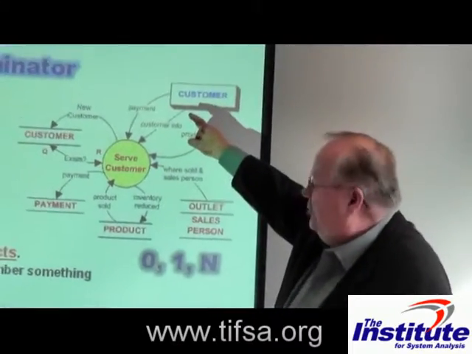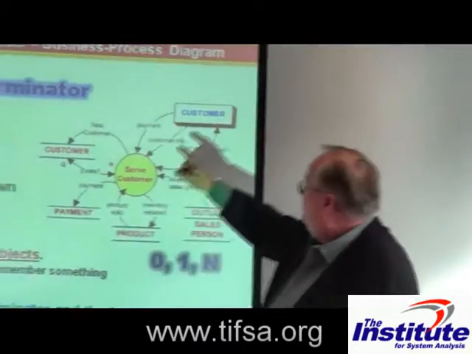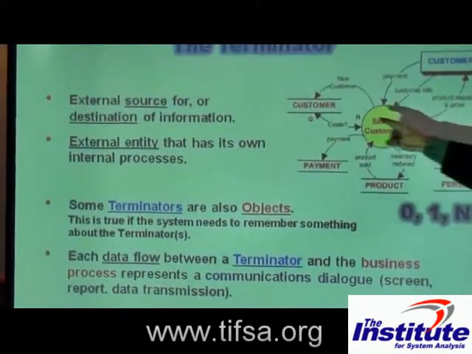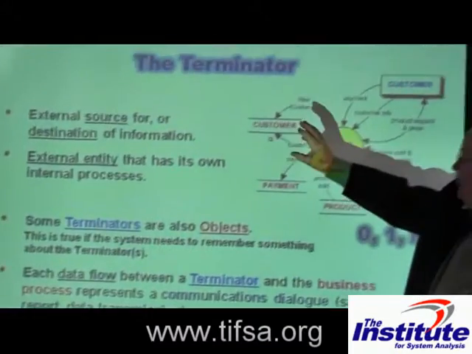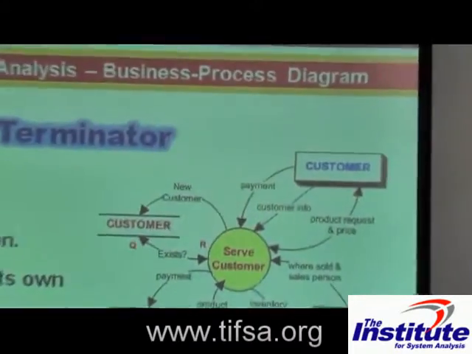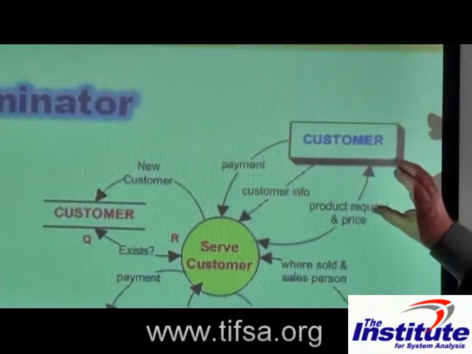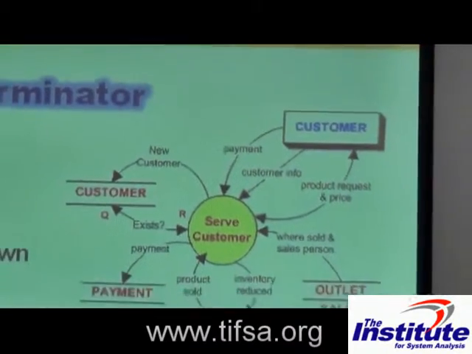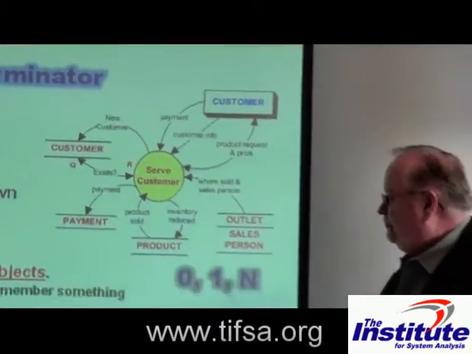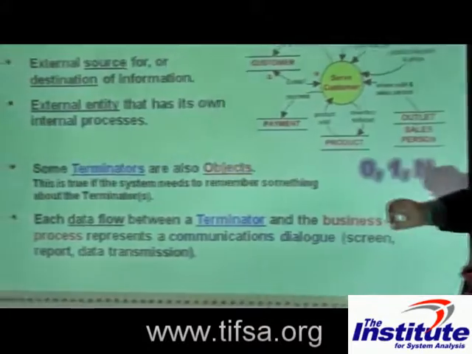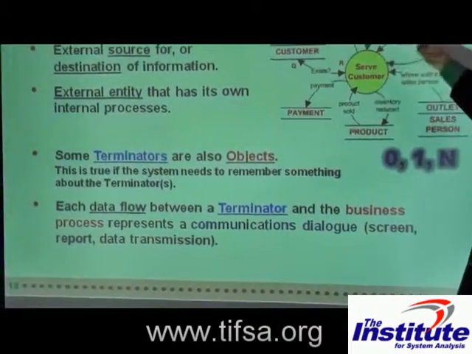So some of these terminators can also be objects. For example, if we want to keep track of the customer who made the payment, we have to have a customer object. So the customer object is the data about the customer, whereas the terminator is the real customer in this particular case.